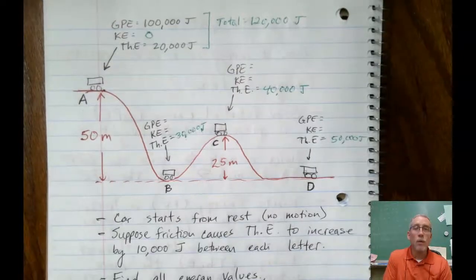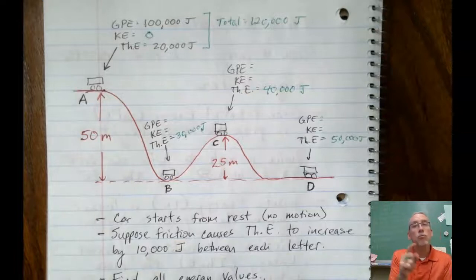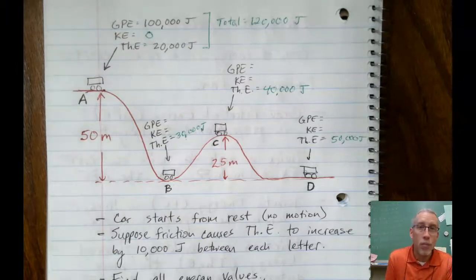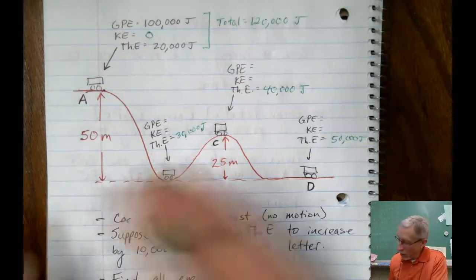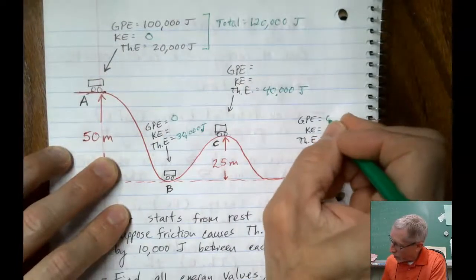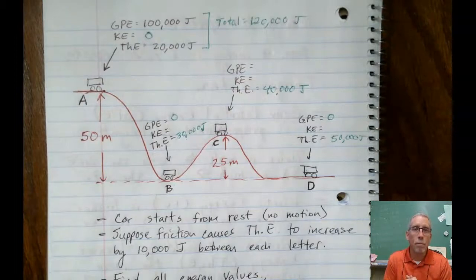I said on the previous page that your gravitational potential energy is proportional to the height. So if you have no height, you have no gravitational potential energy. Do you notice in positions B and D, there is no height? You're down at the lowest level. So we can write in 0 for that one and for that one. See how we're just putting little pieces together?